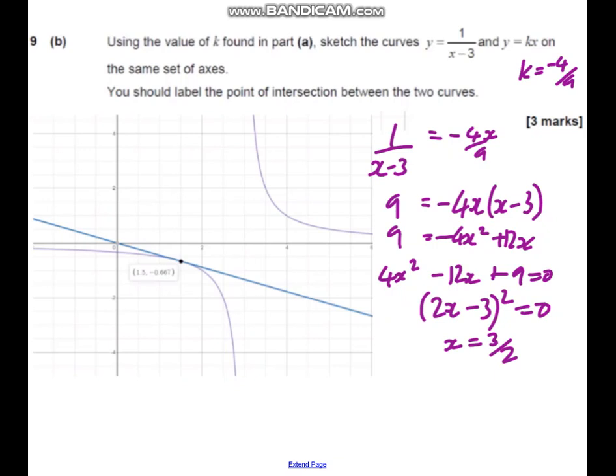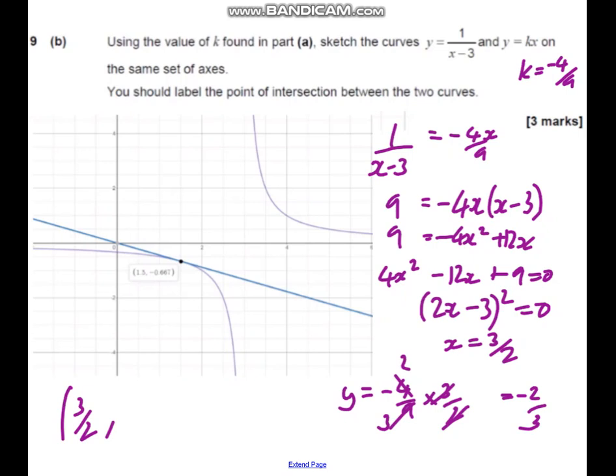So that's all well and good, but where is the y? Well, it'd be a lot easier to go back into this one, and this time I'll get it right. So y is going to be equal to minus 4 over 9 times 3 over 2. Dead easy just to cancel those out. So there's 1 three there, and there's 3 threes here, and there are 2 twos there. There's 1 two there, so y is minus 2/3. So our intersection is at 3 over 2, minus 2 over 3.